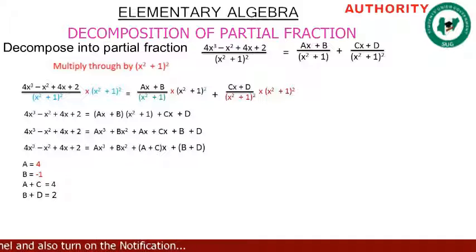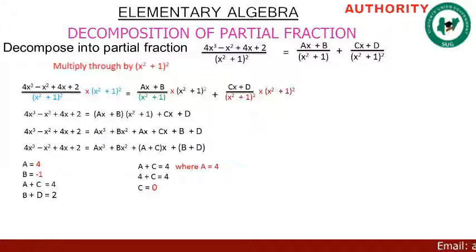So let's find our c. We can use the third equation, a plus c is equal to 4. But we have found our a to be 4. So we can say 4 plus c is equal to 4. Let's take 4 to the other side. So c is equal to 4 minus 4, which is 0. So c is equal to 0.